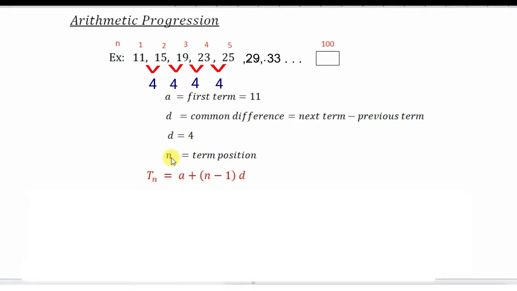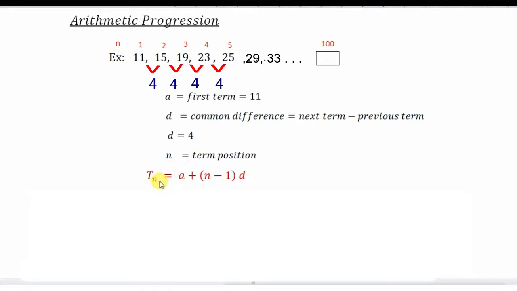And N, what is N? N is the term position. The position of the term is called N. See, this is the first position, and in the first position the element is 11. In the second position, the element of the sequence is 15. Then this is the third position, the fourth position, the fifth position. So these are all N. So if you have to find the 100th term of the sequence, 100 will be N, A will be 11, and D will be 4.